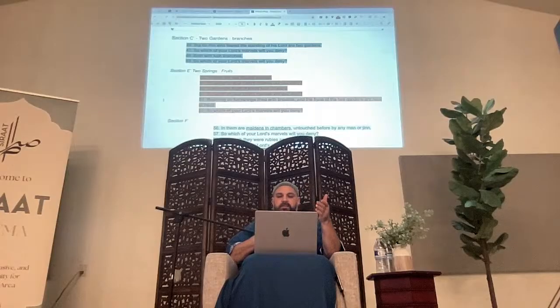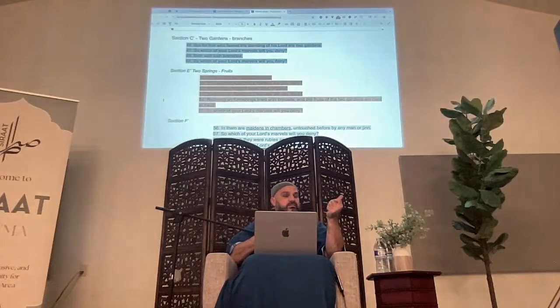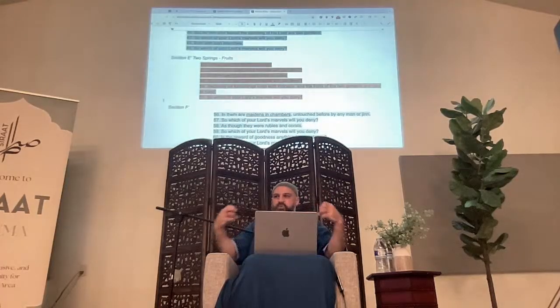Here, it's going to start talking about standing in fear of his Lord. Whoever stands in fear of his Lord gets 2 gardens, both with lush branches. There's the wata afnan, فَبِأَيِّ آلَاءِ رَبِّكُمَا تُكَذِّبَانِ. That it's thick like coral. And then it gets into the fruits again. In them are 2 flowing springs. So which of your Lord's marvels will you deny?